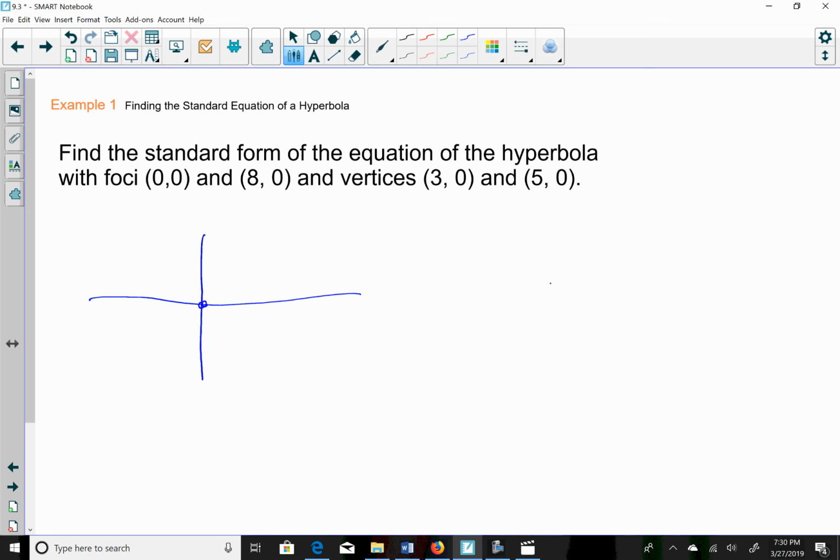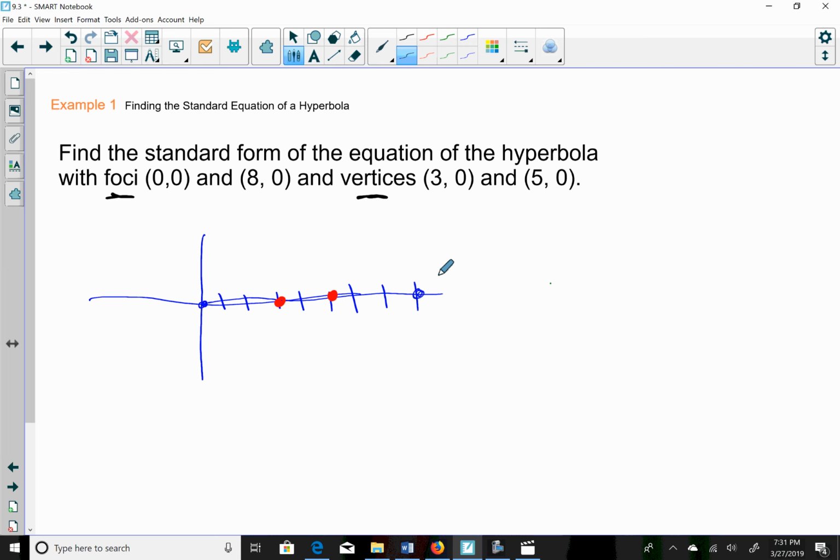I'm going to have a focus at (0, 0). I'm going to have another focus at (8, 0): 1, 2, 3, 4, 5, 6, 7, 8. So those are my foci. I'm going to have vertices at (3, 0) and (5, 0). Right there, those are my vertices. I can either use my foci to find my center, or I can use my vertices. I notice that in every single one of these, they all lie on the same line.